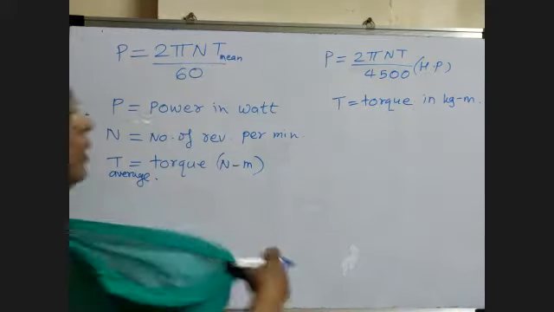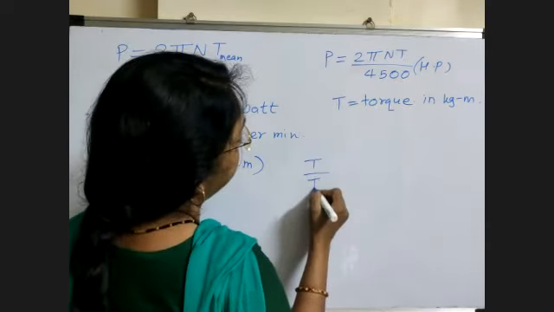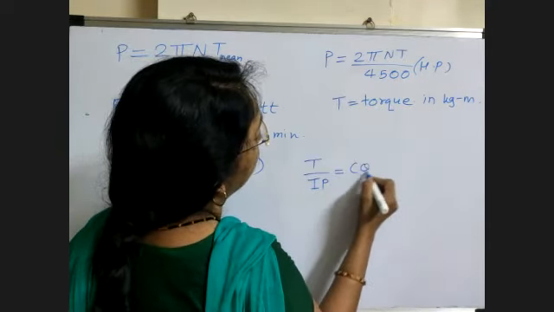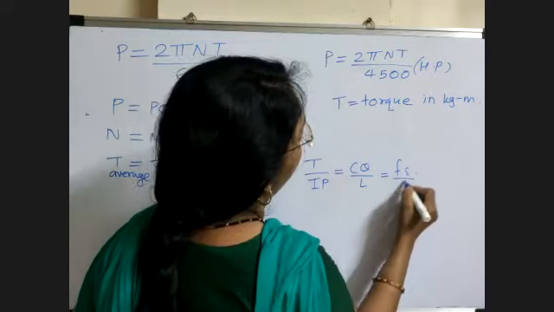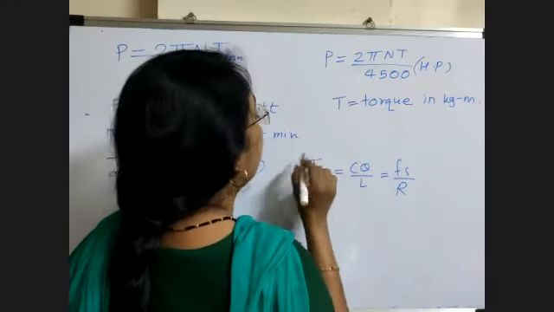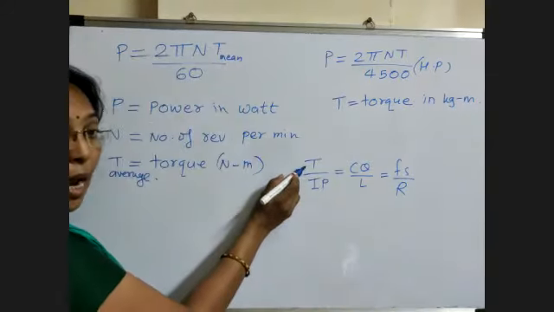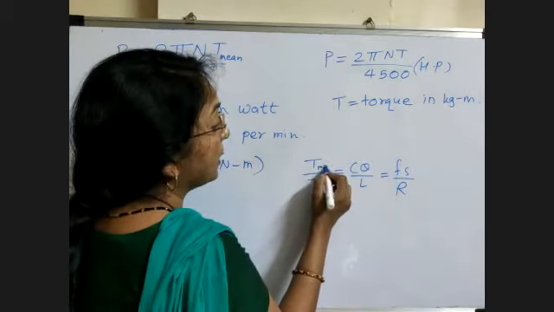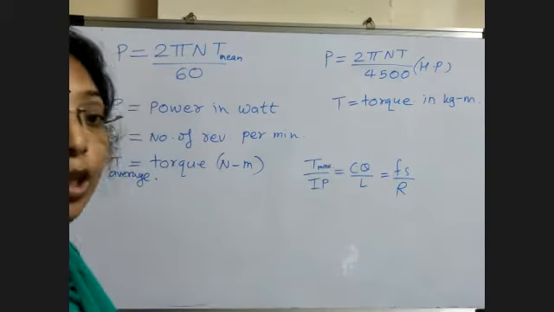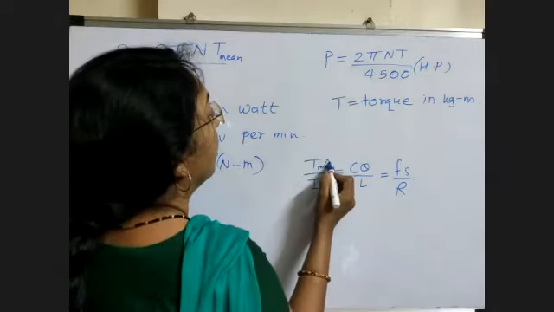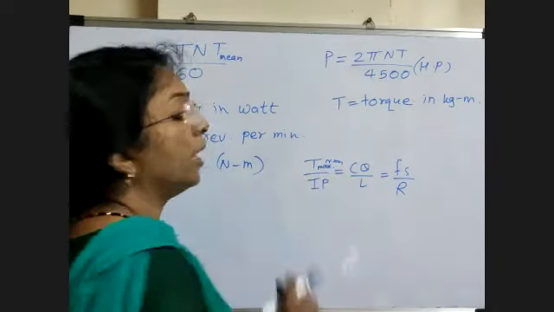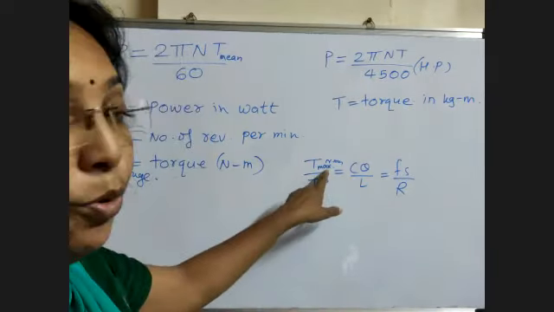The other formula is T upon IP is equal to C theta upon L is equal to Fs upon R. In this formula, the torque is in Newton mm, and this torque is your maximum torque. This is in Newton mm. Note carefully, this torque is the maximum torque, and it is in Newton mm.